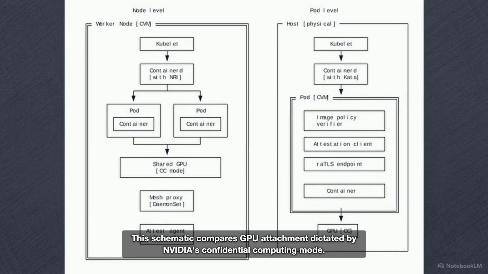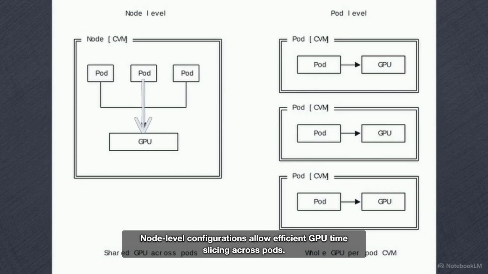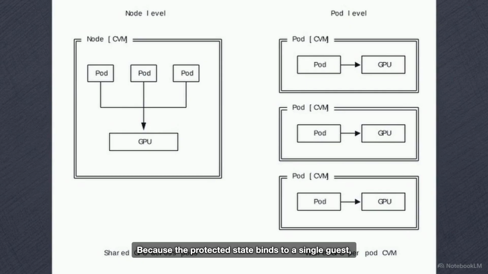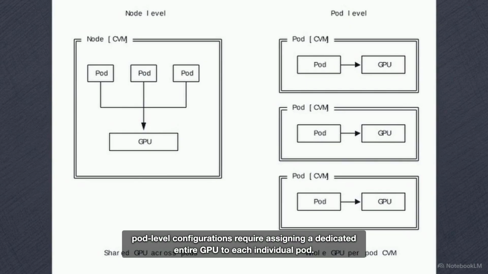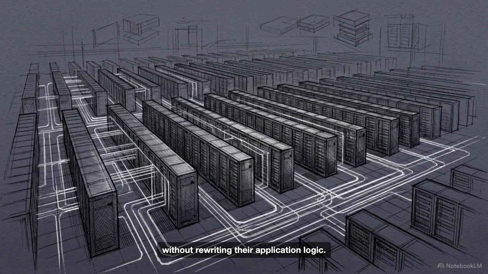This schematic compares GPU attachment dictated by NVIDIA's confidential computing mode. Node-level configurations allow efficient GPU time slicing across pods. Because the protected state binds to a single guest, pod-level configurations require assigning a dedicated entire GPU to each individual pod. Cloud architects deploying AI inference and secure data pipelines can optimize for either resource density or strict hardware isolation without rewriting their application logic.